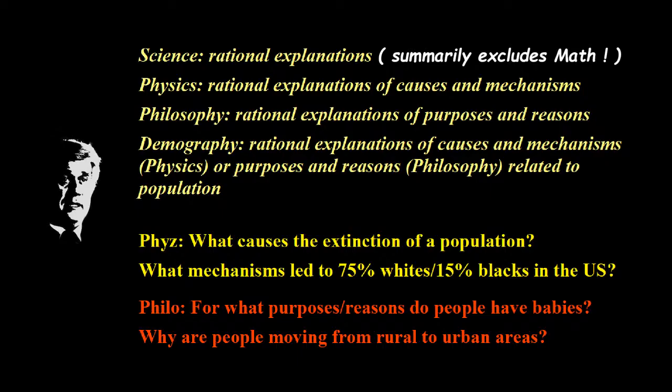Whereas philosophy is talking primarily about free will, whereas physics is merely deterministic, right? Objects, things, or mechanisms, unavoidable mechanisms. Here we're talking about philosophy. Here's what: what purposes or reasons do people have for having babies, or why are people moving from rural to urban areas? Those are questions of philosophy.